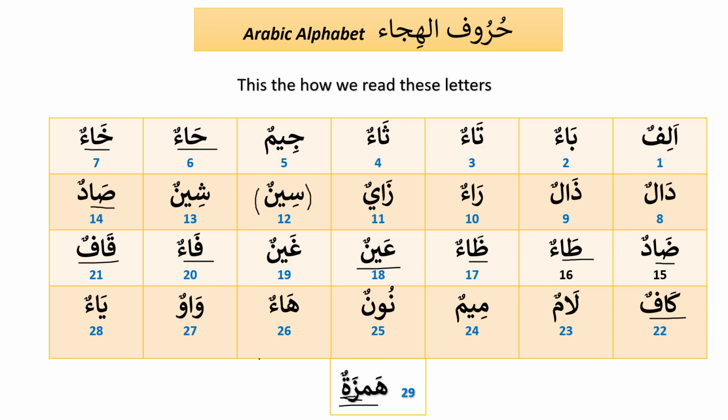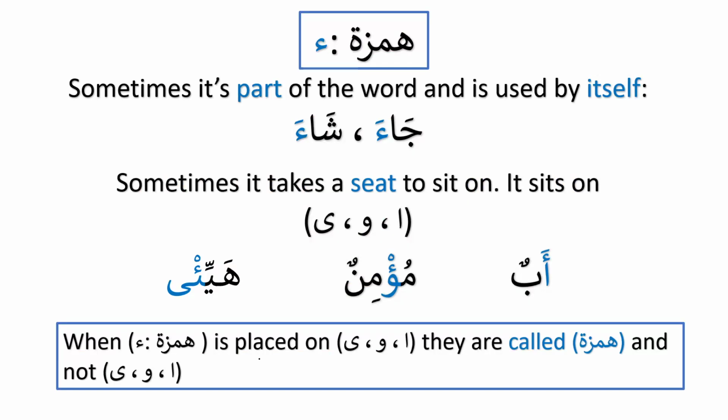Now we move on to see what basically Hamza is, because we need to see how Hamza works and what it is. So we can see over here, sometimes it's part of the word and sometimes it is used by itself. Ja'a, now here it is Hamza, it's part of the word. Sha'a, again Hamza, it's part of the word.